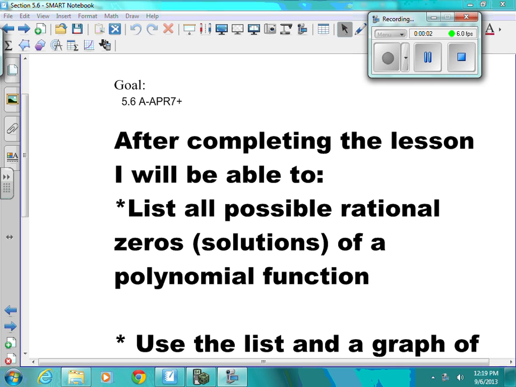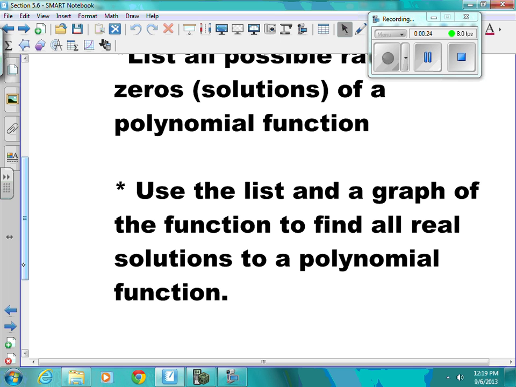Welcome back. We're going to continue with our second unit in Chapter 5, Section 5-6. The goals for this lesson will be the following. List the possible rational zeros of a polynomial function and use the list in the graph of the function to find all real solutions to a polynomial function. So those are going to be our two goals for today.